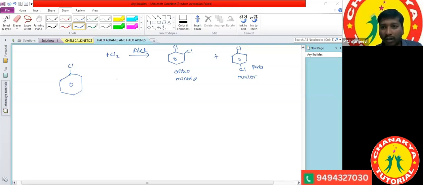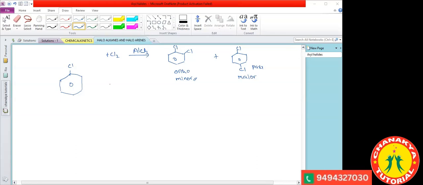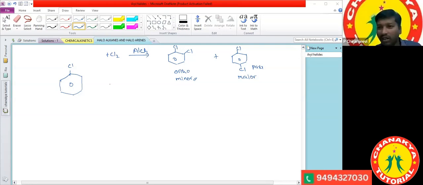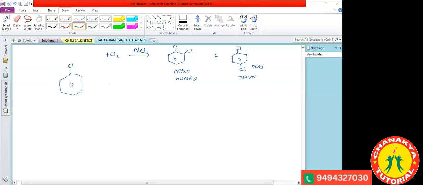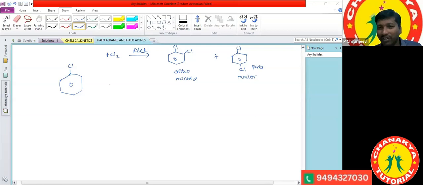So actually in your colleges, how many members used to sit in one bench? Generally, comfortably, 2 or 3, sir. 2 or 3, okay. So 3 members comfortably we can sit in one desk.